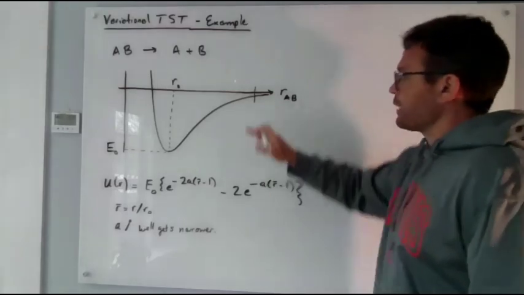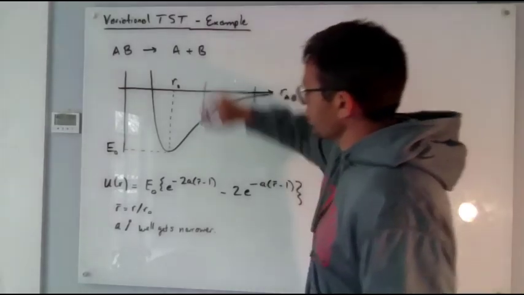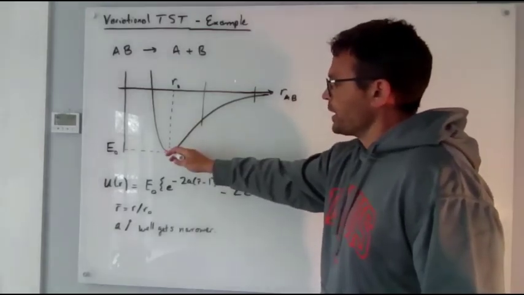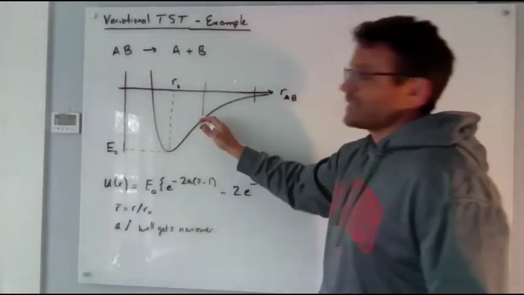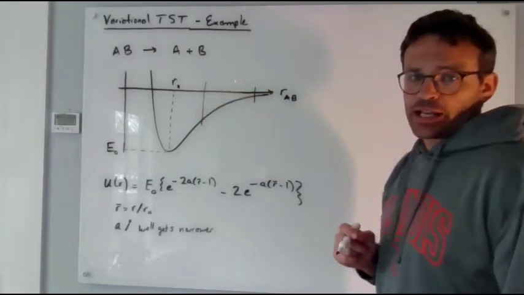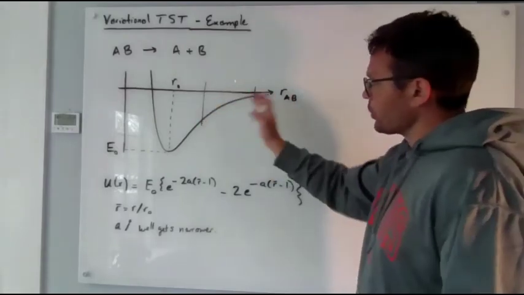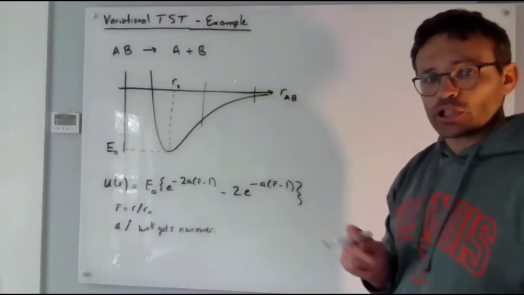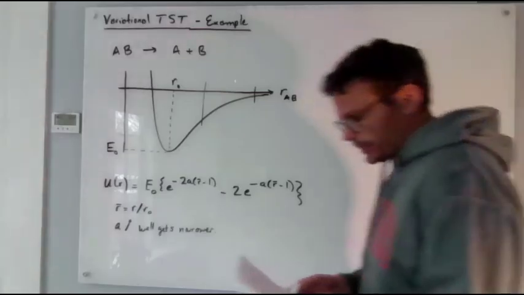On the flip side, if I place this dividing surface too close, then I will have little excursions from the reactant state that really didn't have enough energy to escape, and it will count those as reactions too. Okay, so somewhere in here we know that there's going to be an optimum place to position this dividing surface, and that's where we're going to use variational transition state theory.